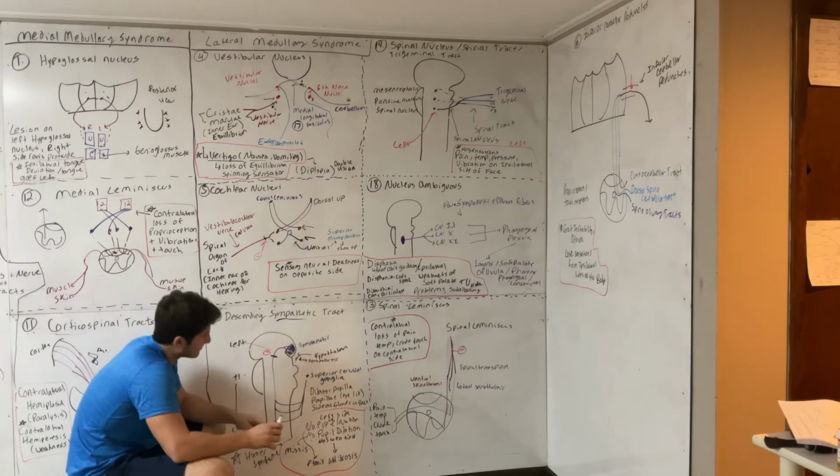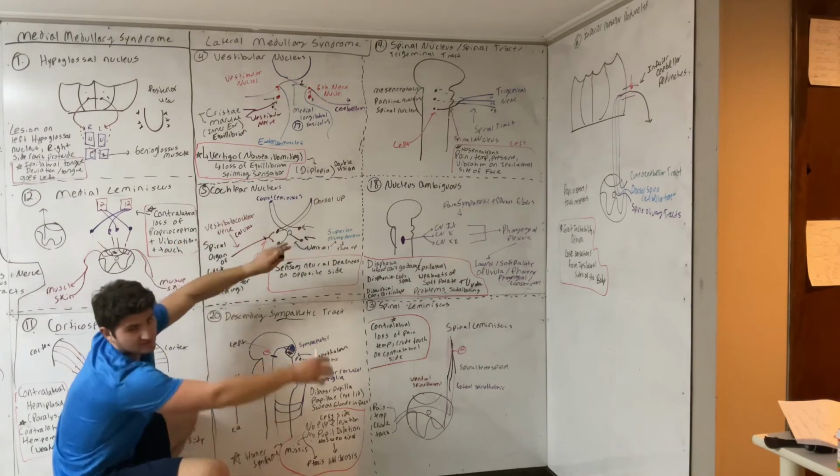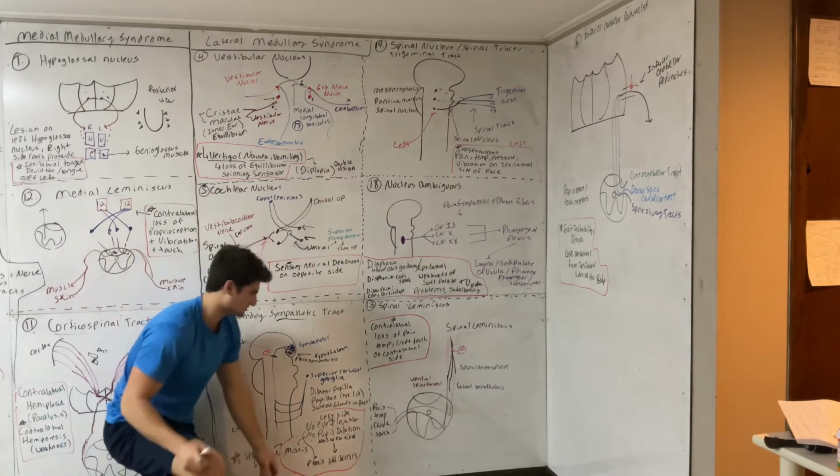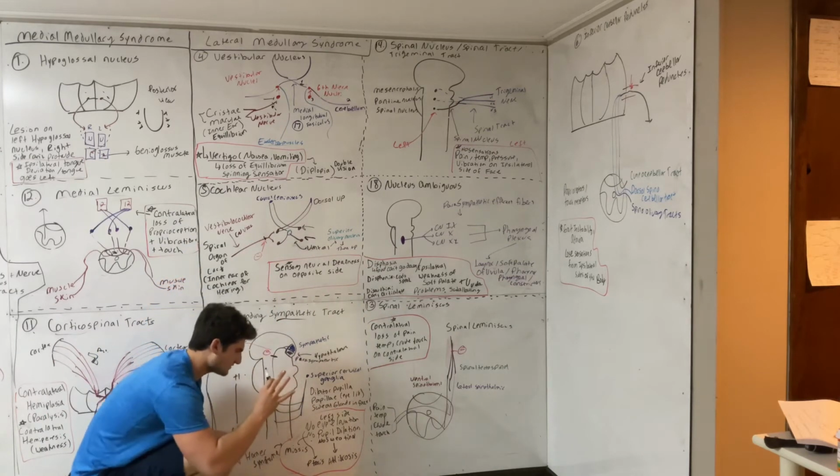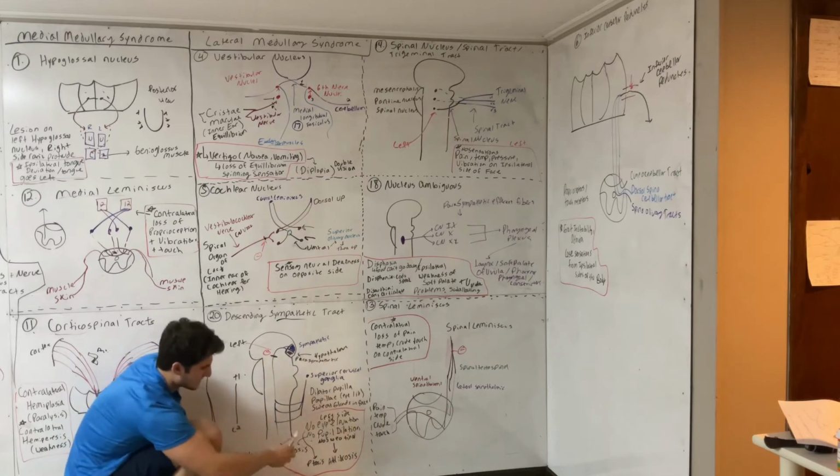Okay, so remember, if we have lateral medullary syndrome, we're going to have something called Horner syndrome. Horner syndrome is a complication of three different things. These three different things are no eye elevation.